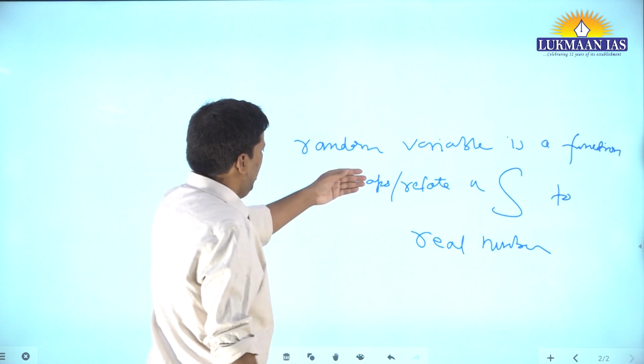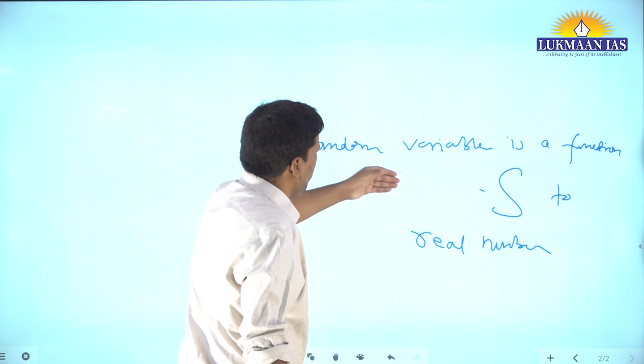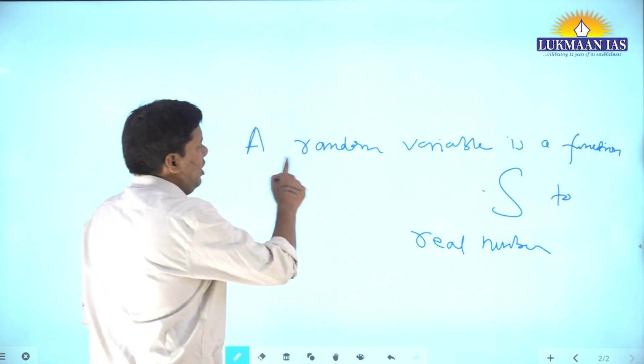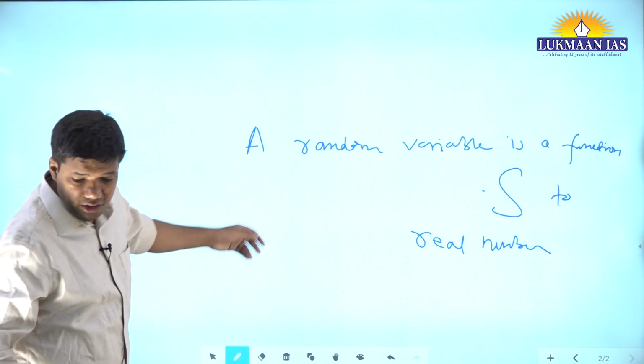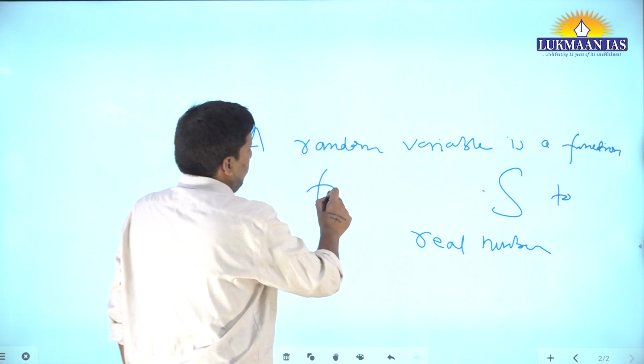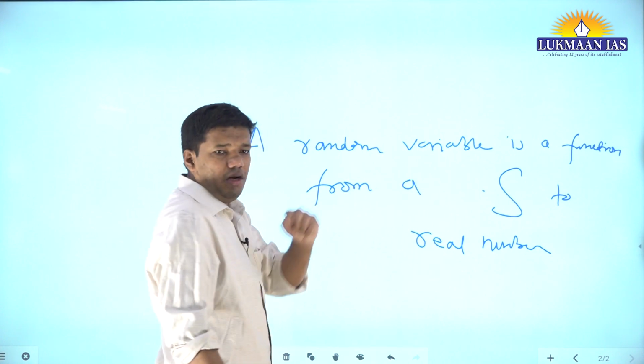You can also write the exact definition which Professor Kessler-Berger wrote. A random variable is a function from a sample space to real numbers. Okay.